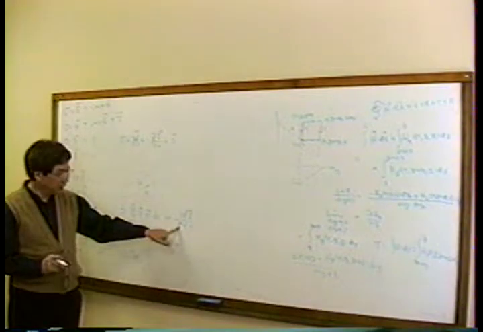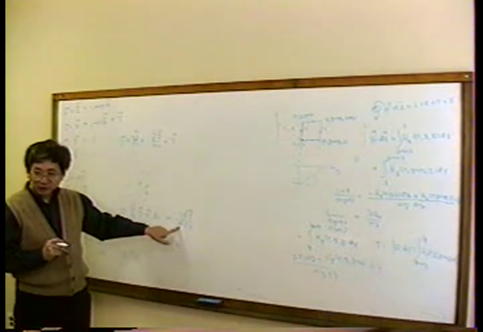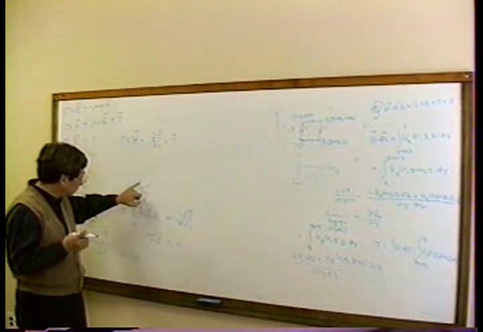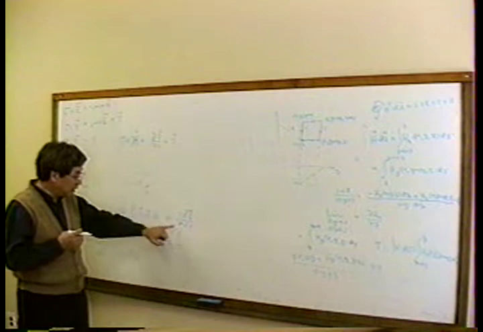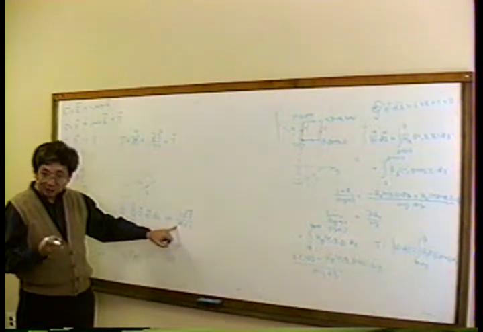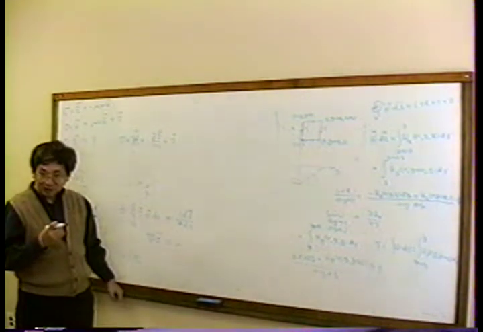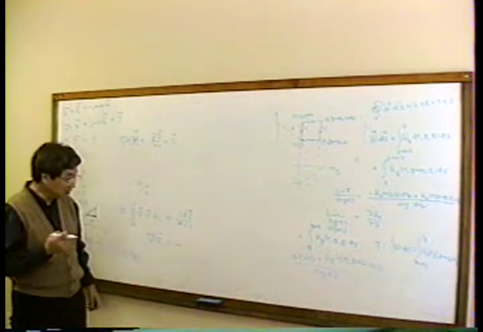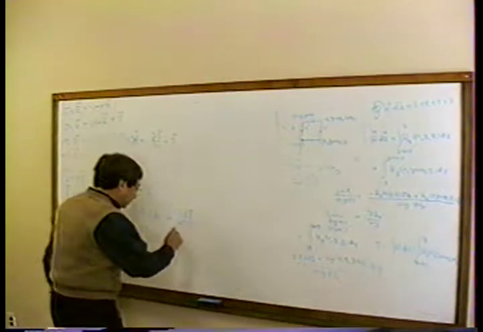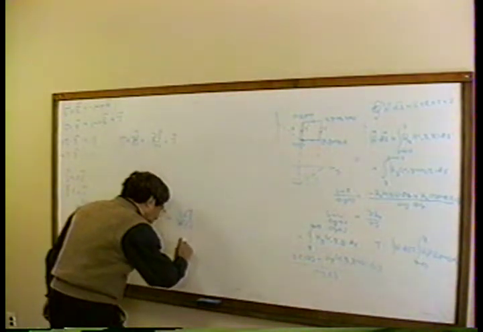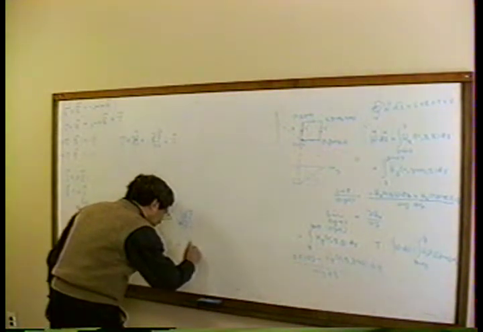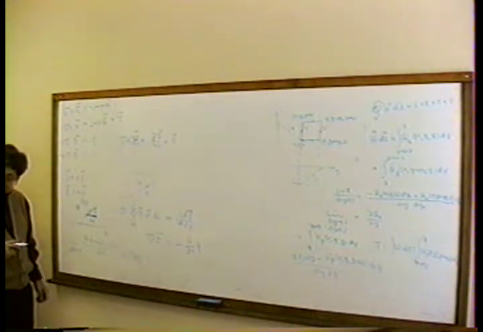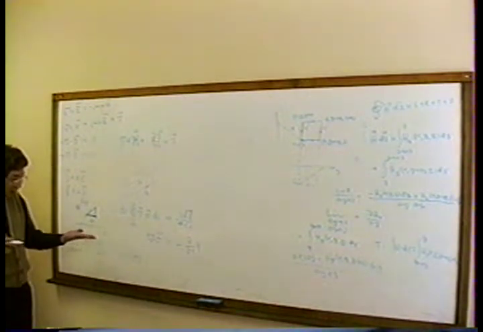So del dot J equals minus, what's delta Q over delta V? Delta Q is the charge inside this little box. That's the box. Delta V is the volume of the box. What's the ratio of charge to volume? Charge density, called rho. So this is d rho dt.